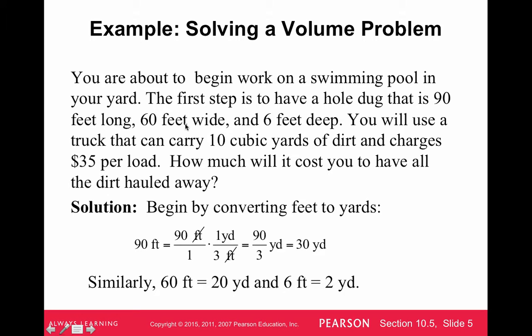So we're going to convert these feet to yards. We have 90 feet, and we're going to divide that by 3, because in 1 yard there's 3 feet. If you do it this way, you can see that you need to divide by 3. The feet cancel, and 90 feet is 30 yards. Similarly, 60 feet is 20 yards, and 6 feet is 2 yards, doing the same process. So now we have all the dimensions in yards: 30 yards by 20 yards by 2 yards.